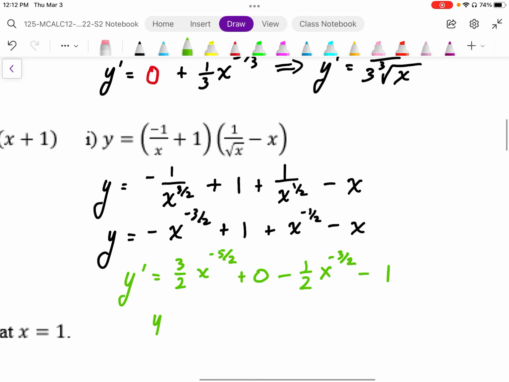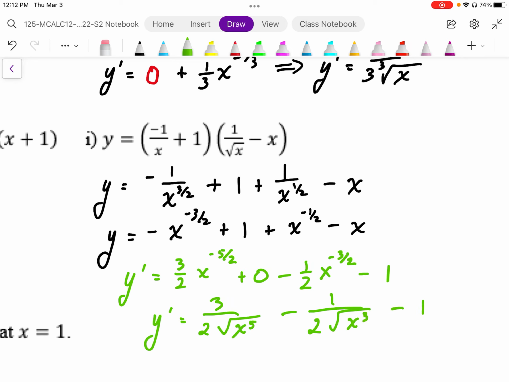Okay, and then I can rewrite this. I can leave it like that, but since it's a negative exponent, I'm going to put that in the denominator. 2 times the square root of x to the power 5, and then minus 1 over 2 square root x to the power 3, and then minus 1.